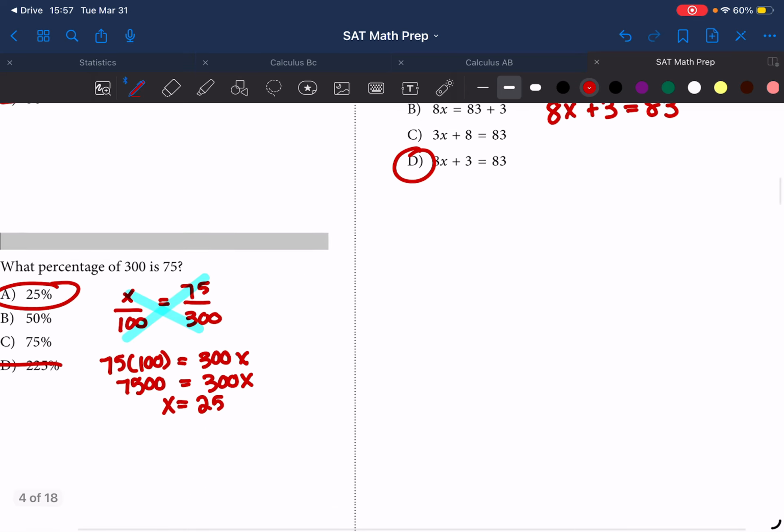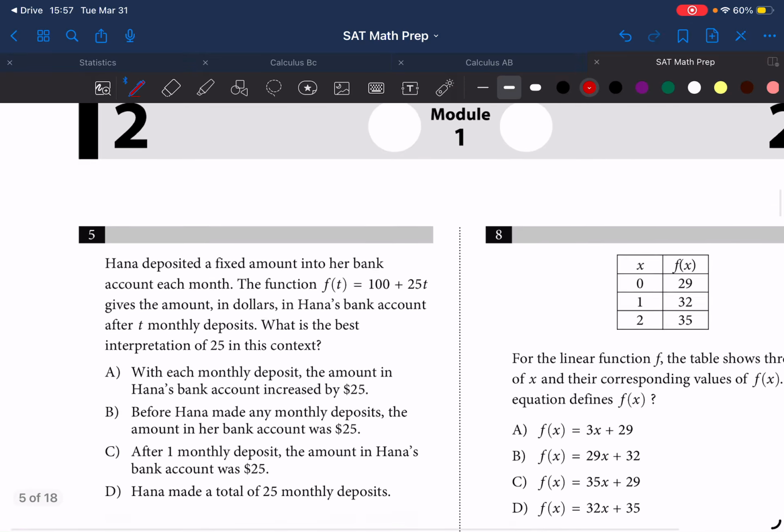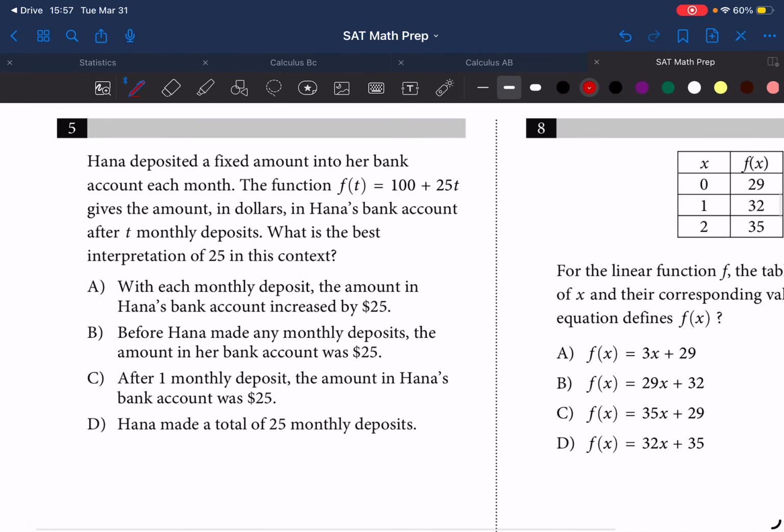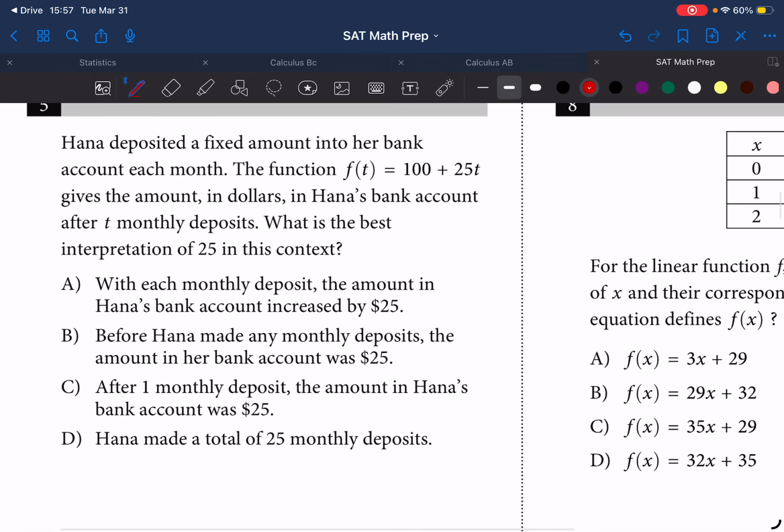Okay, let's look at another example. It says Hannah deposited a fixed amount into her bank account each month. The function f of t is equal to 100 plus 25t gives the amount in dollars in Hannah's bank account after t monthly deposits. What is the best interpretation of 25 in this context?